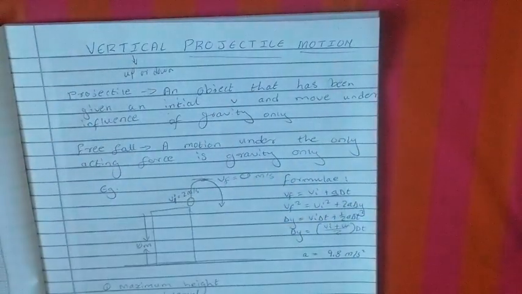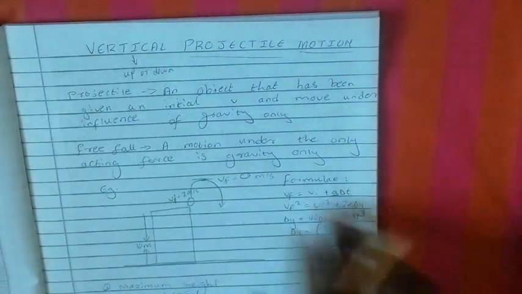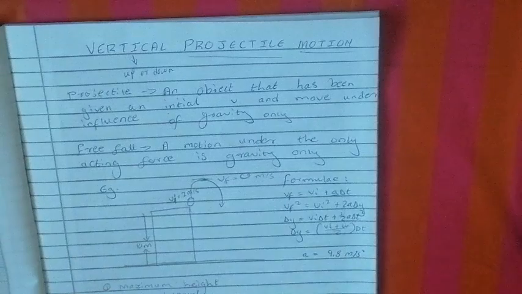But what is the acceleration? The acceleration is always 9.8 meters per second squared. In the exam, they'll ask you what is the acceleration at the maximum height. You will just say 9.8 meters per second squared downwards, and the acceleration always goes downwards. And acceleration has magnitude and direction.